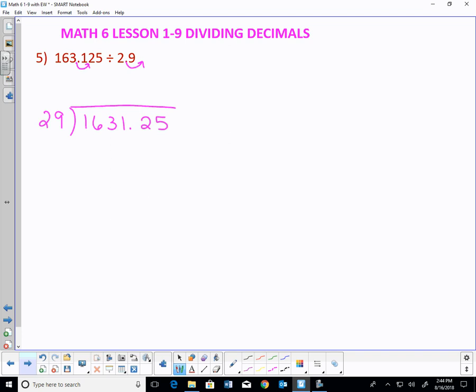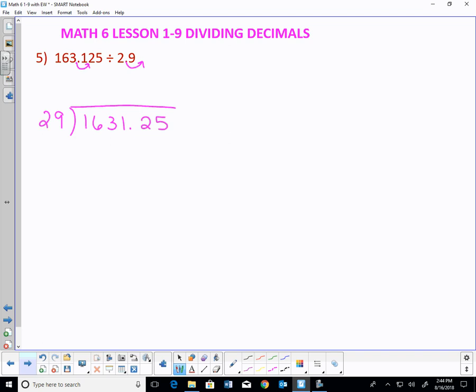And I look at people and they go, I don't know how many 29s will go into 1,631. You don't need to know that. Break your number down a little bit smaller. How many 29s will go into 163? Well, let's think about this. 29 is close to 30. 30 will go into 163 how many times? I'm thinking 5, because 30 times 5 is 150. So I know that 29 should go into 163 about 5 times.